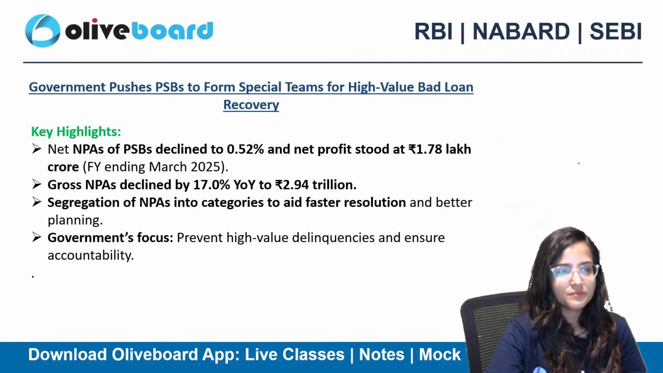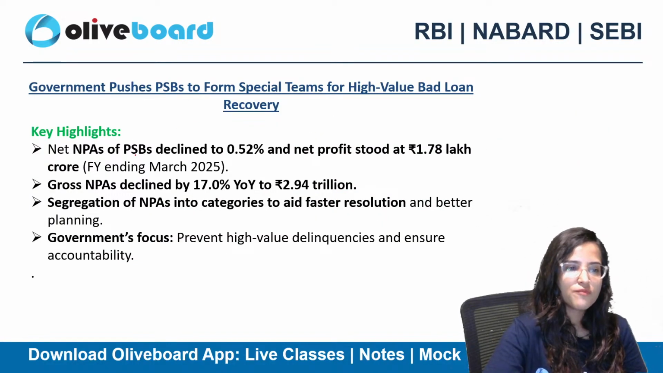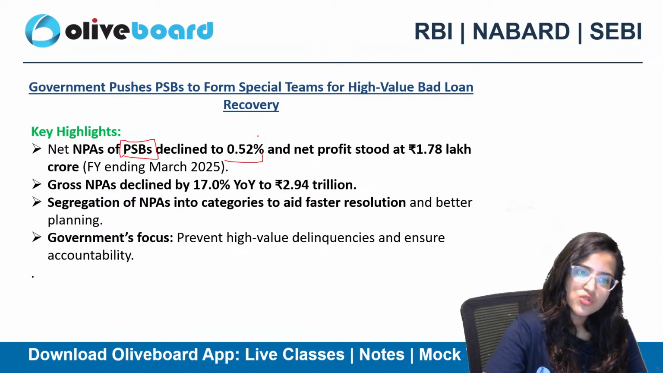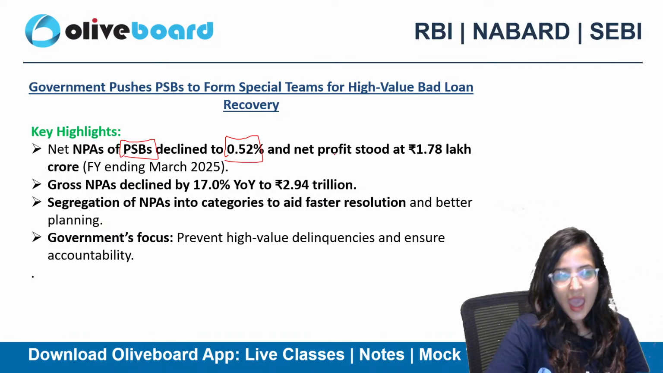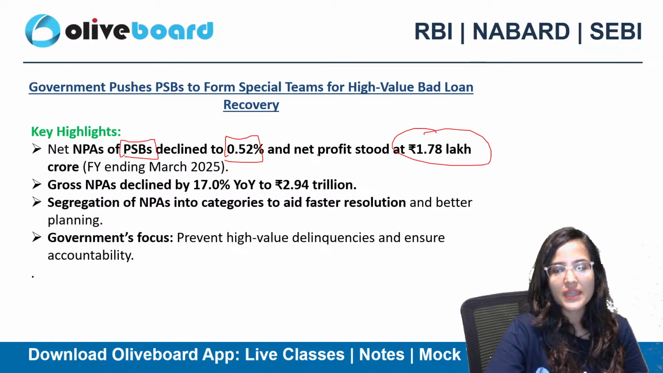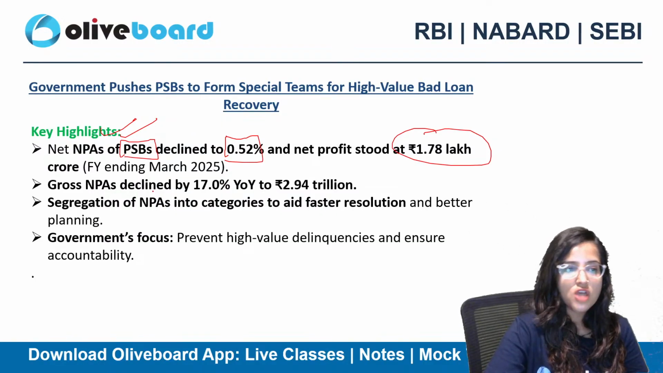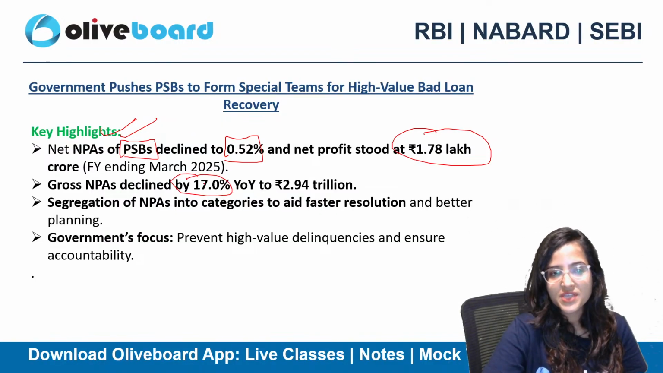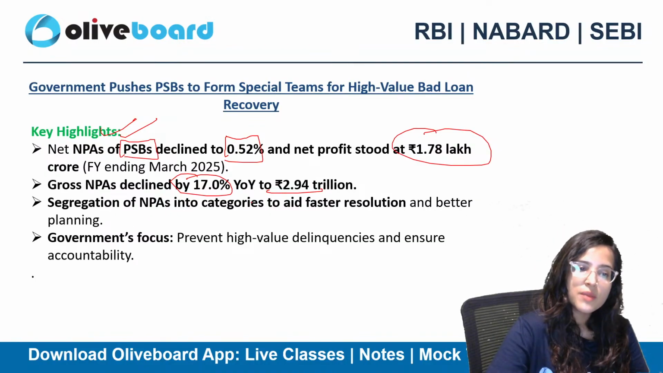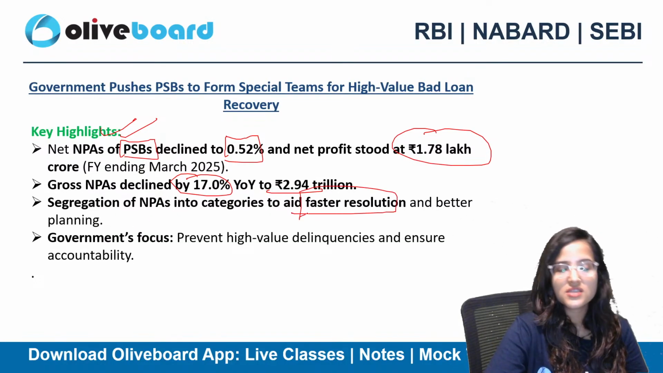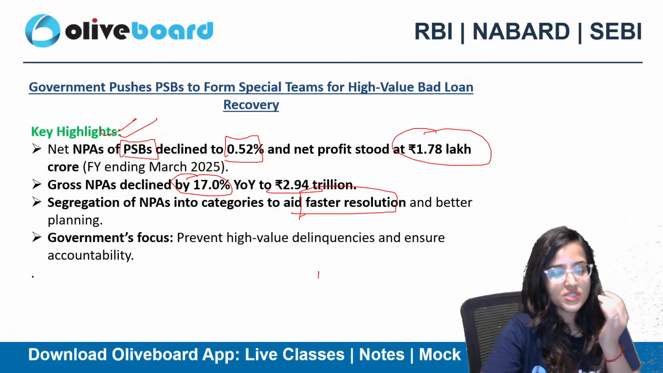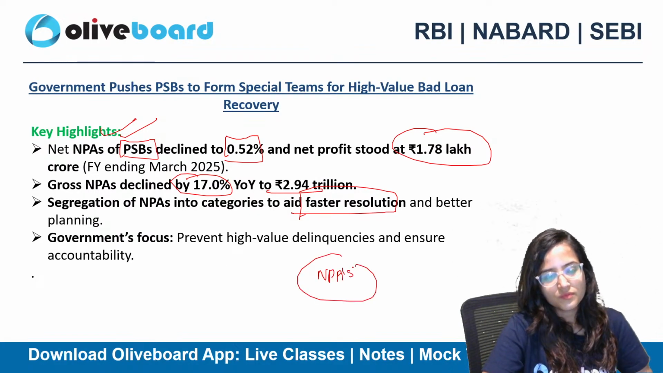Fine. Net NPAs of public sector banks declined to 0.52% and net profit stood at 1.78 lakh crore. Okay, so these are the net NPAs of PSBs. Gross NPAs also declined by 17% year on year to 2.94 trillion rupees. Segregation of NPAs into categories to aid faster resolution, better planning. So we need to segregate NPAs also.